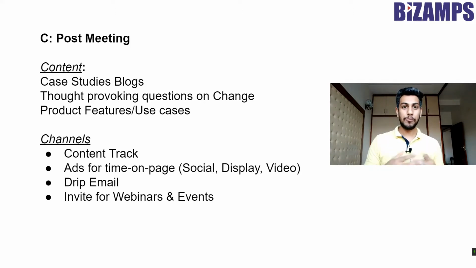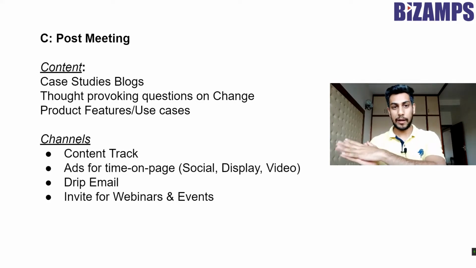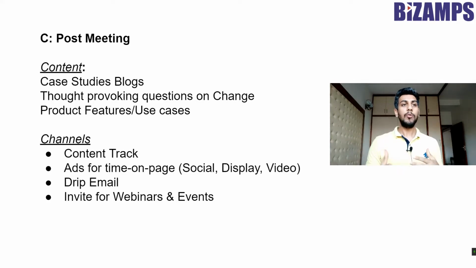Then is post-meeting. Now people are aware of you, and you have to sell them more on the whole idea. So you will be sending them blogs and case studies, for example, how BizAmps got $100,000 pipeline at XYZ company. Second could be thought-provoking questions on change. For example, for account-based marketing, the question could be, how would your team structure change if you were focusing on pipeline rather than leads only?